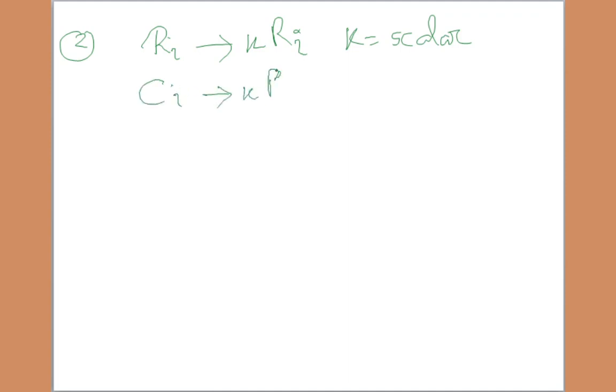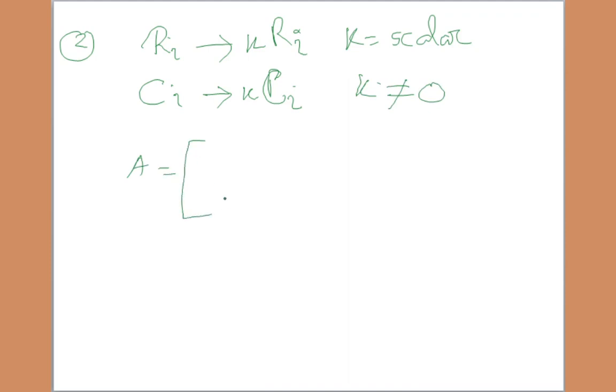The second elementary operation, symbolically we can write Ri becomes k Ri, where k is a scalar quantity. That means we can multiply a row or a column with a scalar number. In a matrix, we can multiply the elements of a row or a column by a scalar number, k not equal to 0. Always remember k not equal to 0.